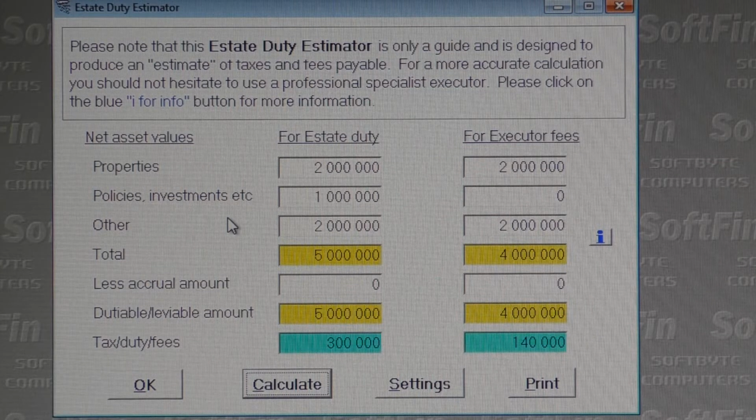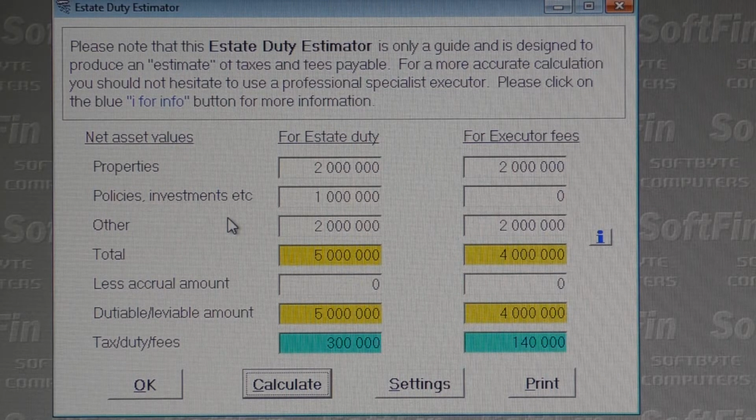This icon gives access to a useful calculator needing estimates of only half a dozen amounts to be entered in order to see if the duty and fees would come to 5,000 Rand or 500,000 Rand. In this example, we show the client has properties worth 2 million Rand to go into the estate.